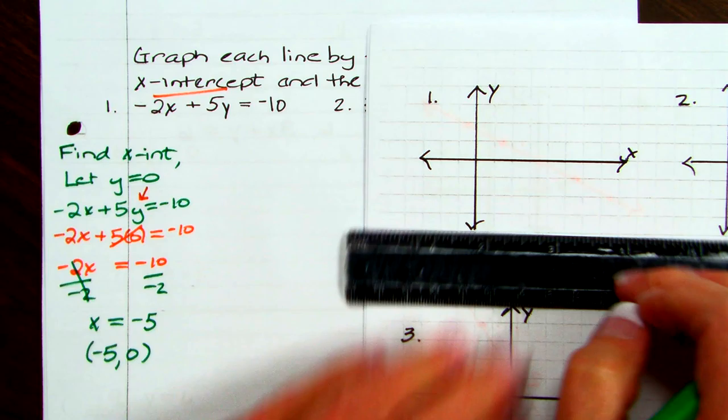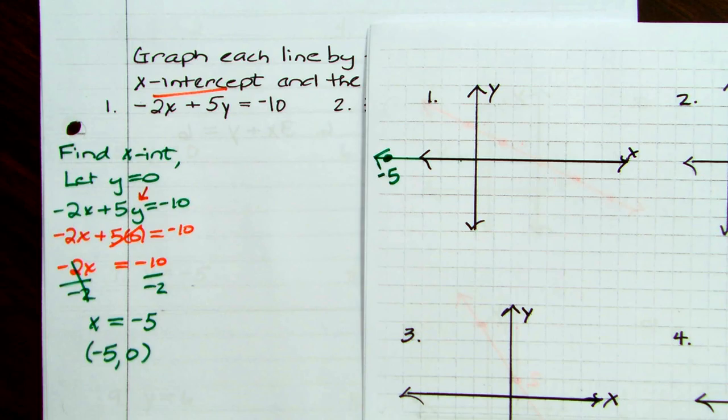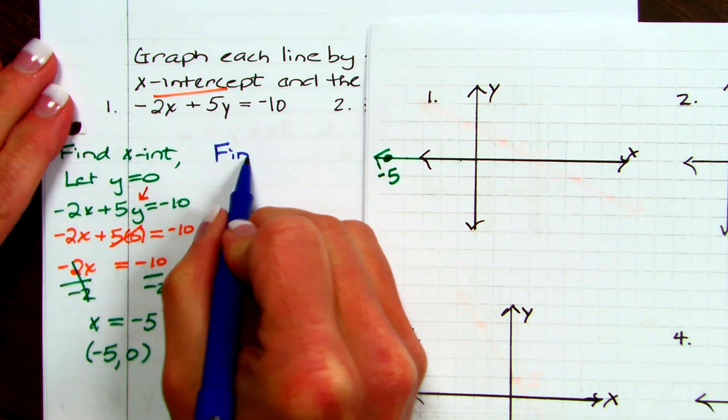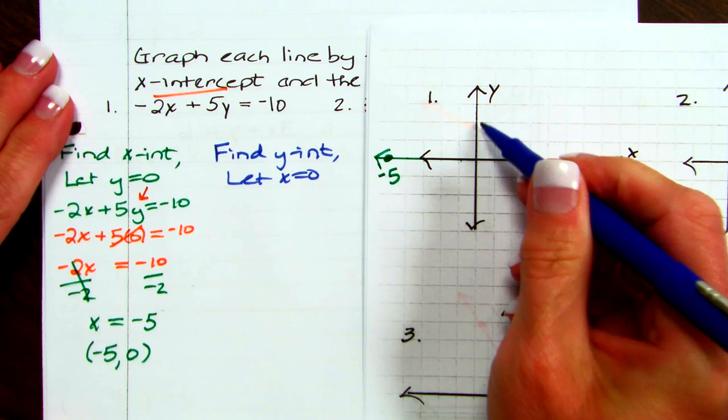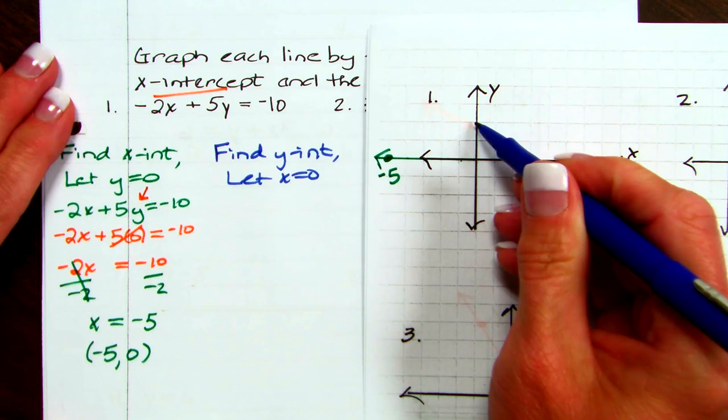And I did not draw my graph right on this one either, so I was trying to just have these already drawn to make it easier. So I'm going to extend this a little bit. It's not a big deal. So 1, 2, 3, 4, 5. There's negative 5, so I'm going to put a dot on negative 5. So that's my x-intercept.